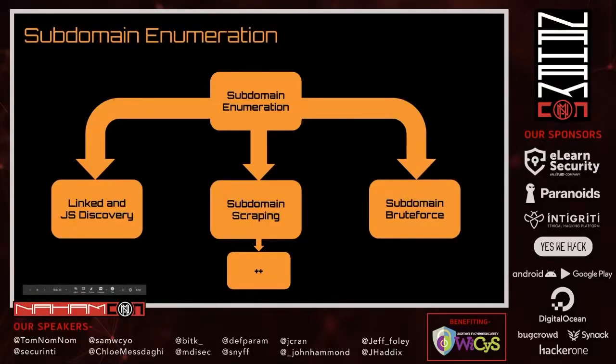So for subdomain enumeration, we really have a couple different types. The first type of subdomain enumeration that we'll do is linked and JavaScript discovery, and then we'll do some subdomain scraping, and then we'll do subdomain brute forcing. And there are some auxiliary things, which I just have in the plus plus box down there, that we can do to enumerate more subdomains that don't really fit into any of these boxes, but we'll talk about those as well.